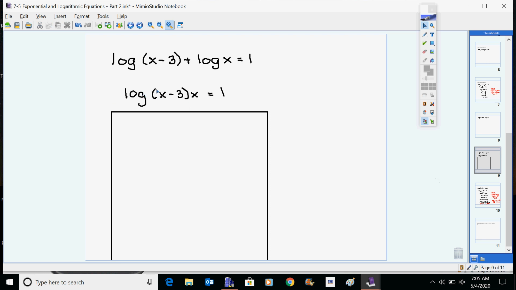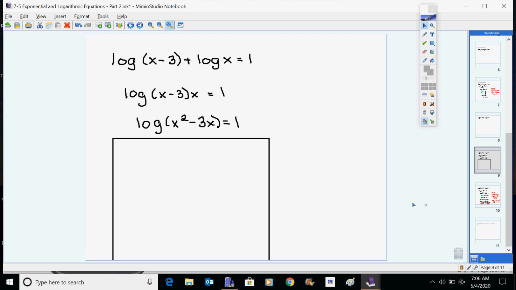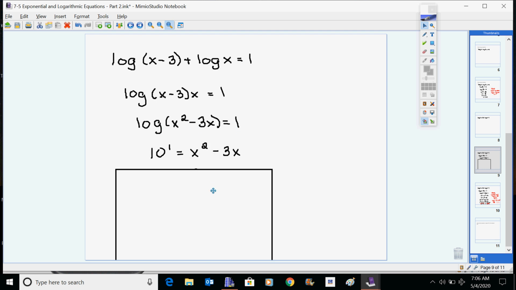Okay, log of x minus 3 times x. It's this whole thing, the logarithm of this whole thing. So what we can do is change this into x squared minus 3x. Now it's log base 10, so 10 to the first power equals x squared minus 3x. Now we're in quadratic territory.